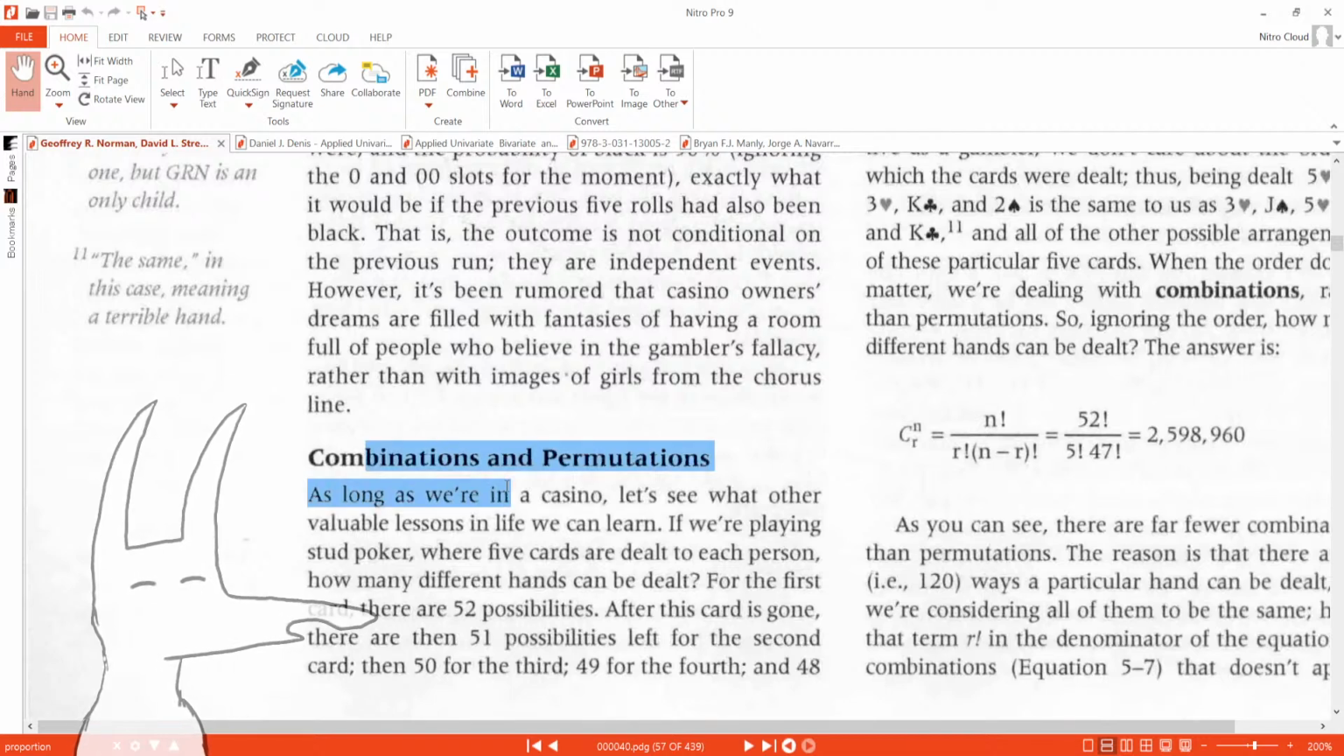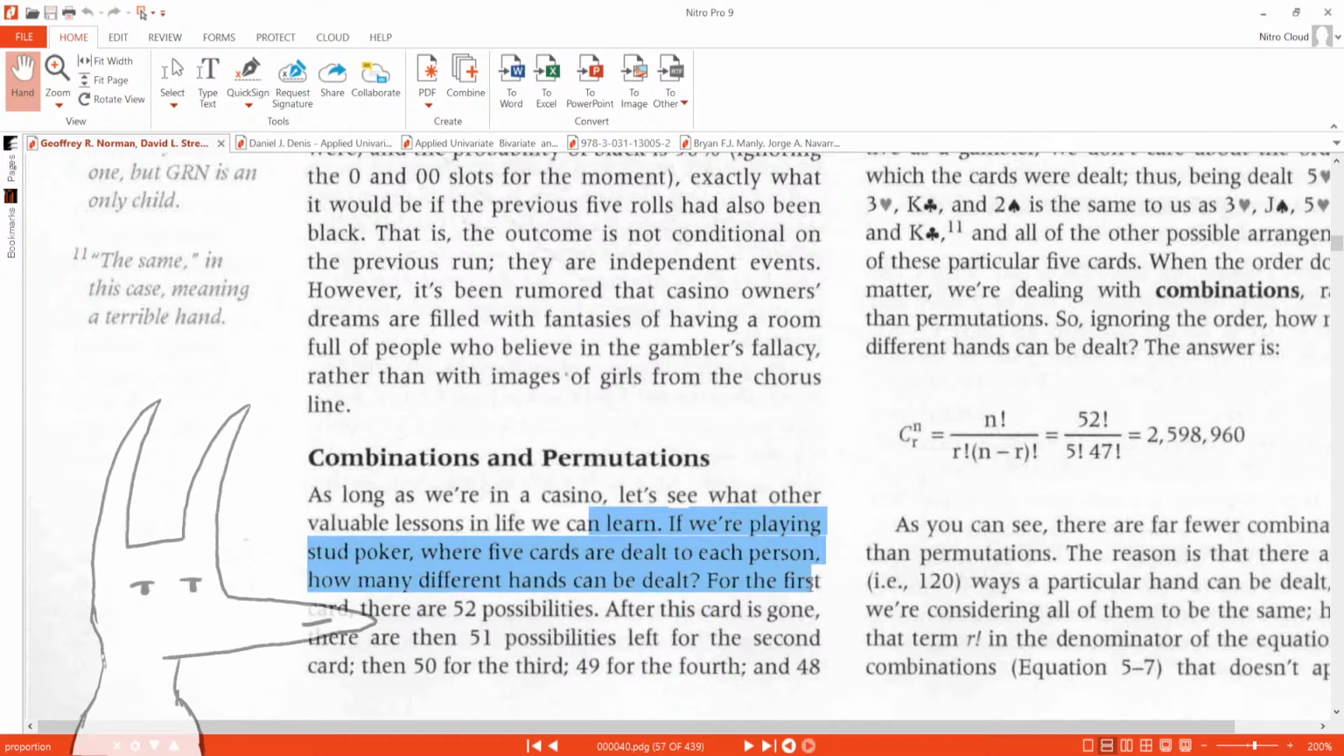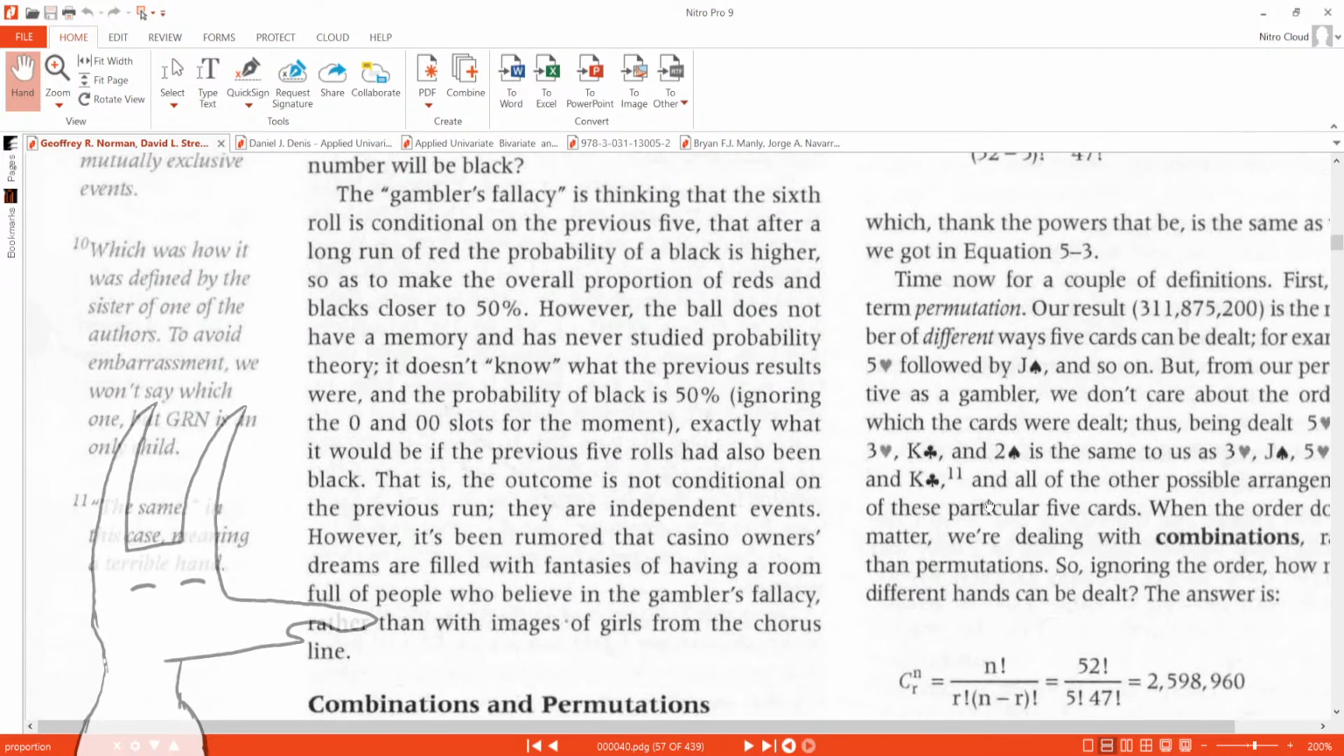Alright, as long as we're in the casino, let's see what other valuable lessons in life we can learn. If we're playing stud poker, where 5 cards are dealt to each person, how many different hands can be dealt? For the first card, there are 52 possibilities. After this card is gone, then there are 51, and so on. It's 52 factorial.